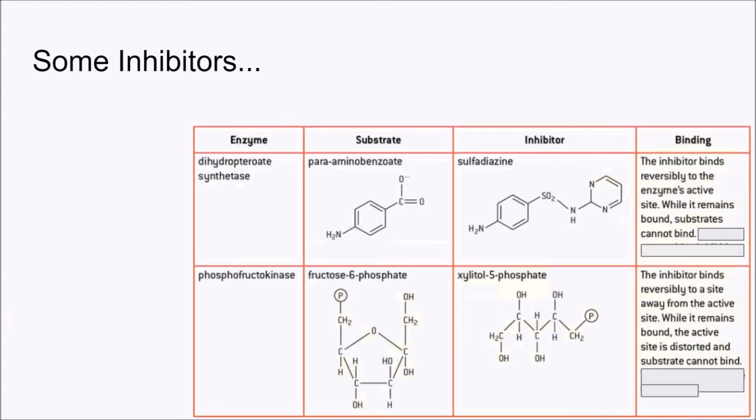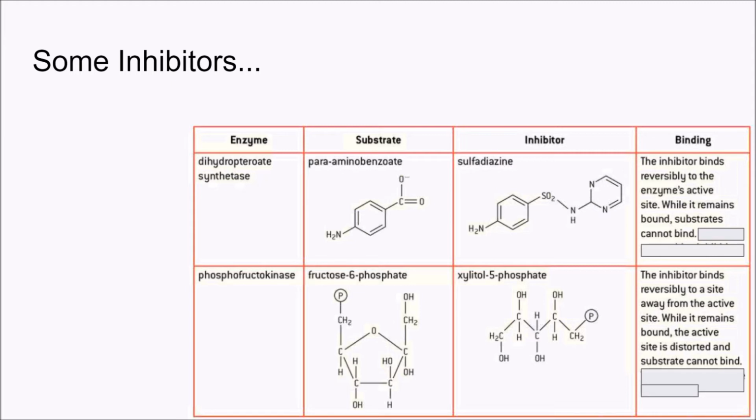So here are some inhibitors that IB wants you to know. I have blocked out whether they are competitive or non-competitive, and they actually do want you to know these. So they want you to know dihydropteroate synthetase. I don't even know what that does. It says it binds reversibly to the enzyme's active site. Its substrate is para-aminobenzoate, and the inhibitor is sulfanilamide. And we can probably assume that because it says under the binding section that it binds reversibly to the enzyme's active site, and while it remains bound, substrates cannot bind.